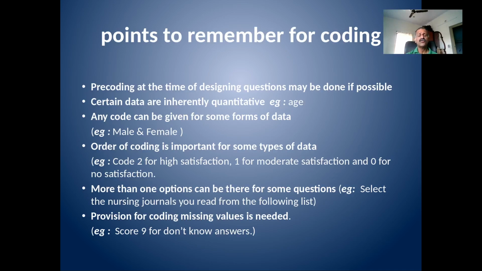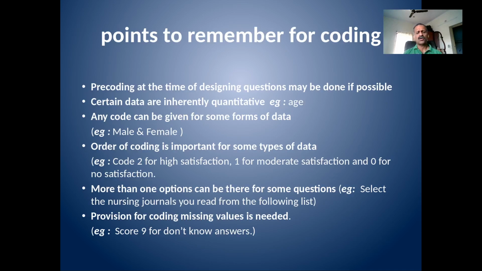The order of coding is important for some types of data. For example, code 2 for higher satisfaction, 1 for moderate satisfaction, 0 for no satisfaction. That coding is very important because we calculate according to the score only. Score is calculated according to the code, and even the level of satisfaction, degree of satisfaction, etc., we calculate according to the maximum score that is obtained.